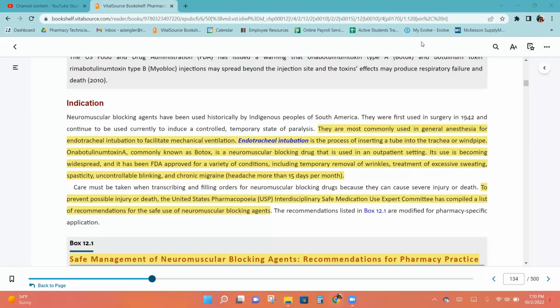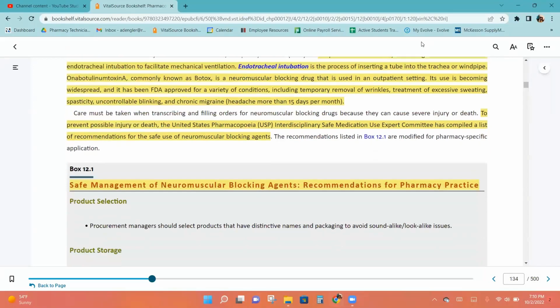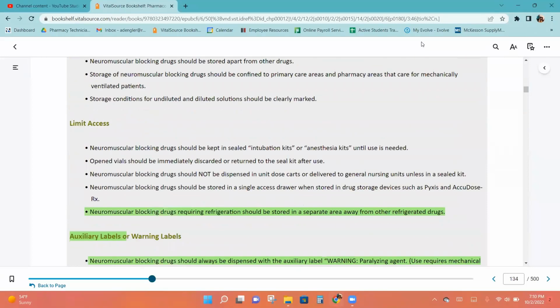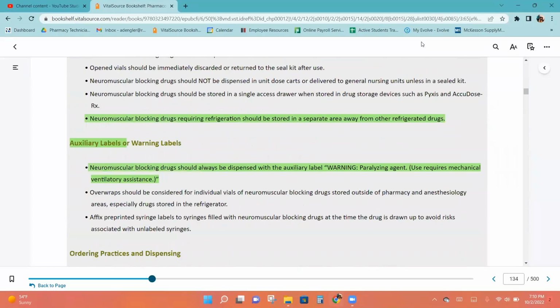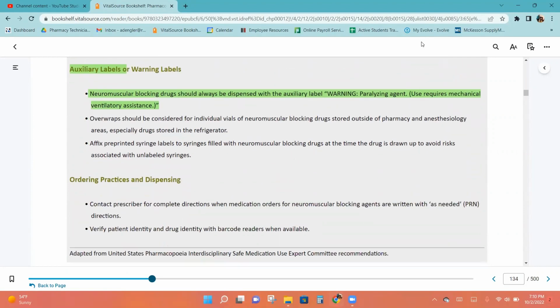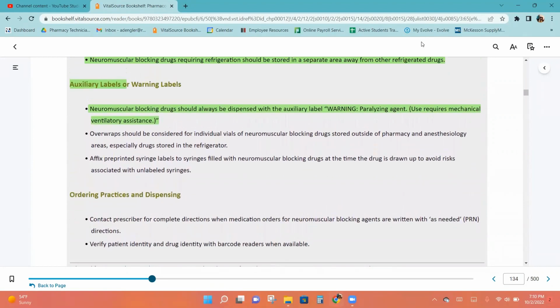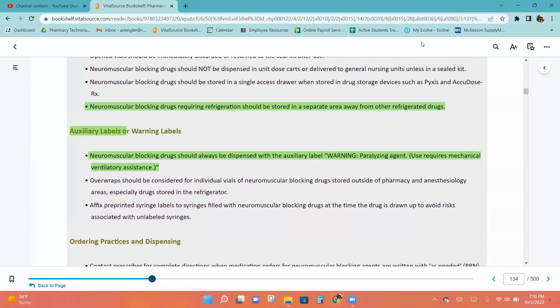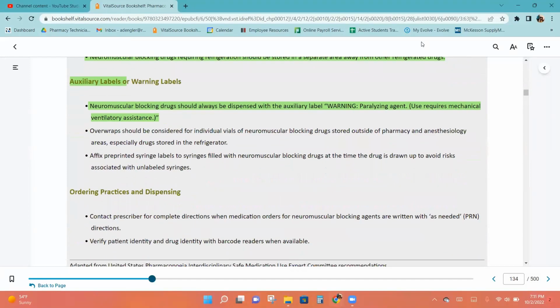To prevent possible injury or death, the United States Pharmacopoeia Interdisciplinary Safe Medication Use Expert Committee has compiled a list of recommendations for the safe use of neuromuscular blocking agents. So you can read through that list in box 12.1. Neuromuscular blocking drugs should always be dispensed with the auxiliary label warning, paralyzing agent. Use requires mechanical ventilating assistance.